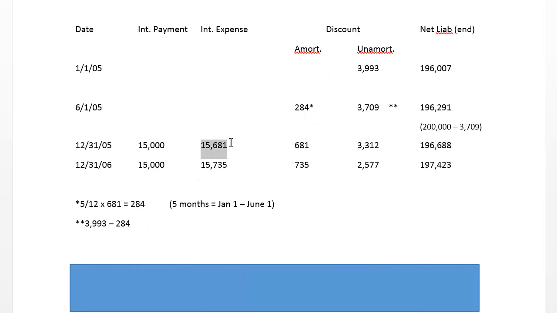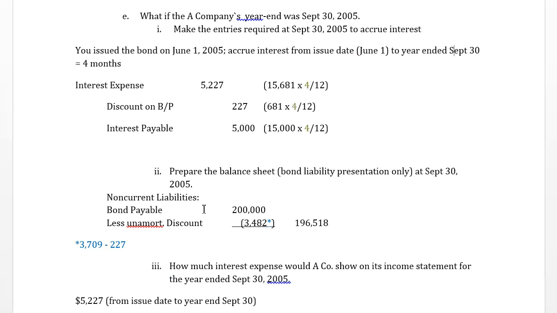This is the amount of interest expense for the full 12 months from January to December, 15,681. So we can use that and allocate it only over 4 months to book interest expense at September 30th, or year end, of 5,227. The discount we amortized was 681 for the year, but we only want it from June to September, so we want 4 months of that. And again, we have to accrue the liability that we're going to have to pay out on December the 31st to our investors.